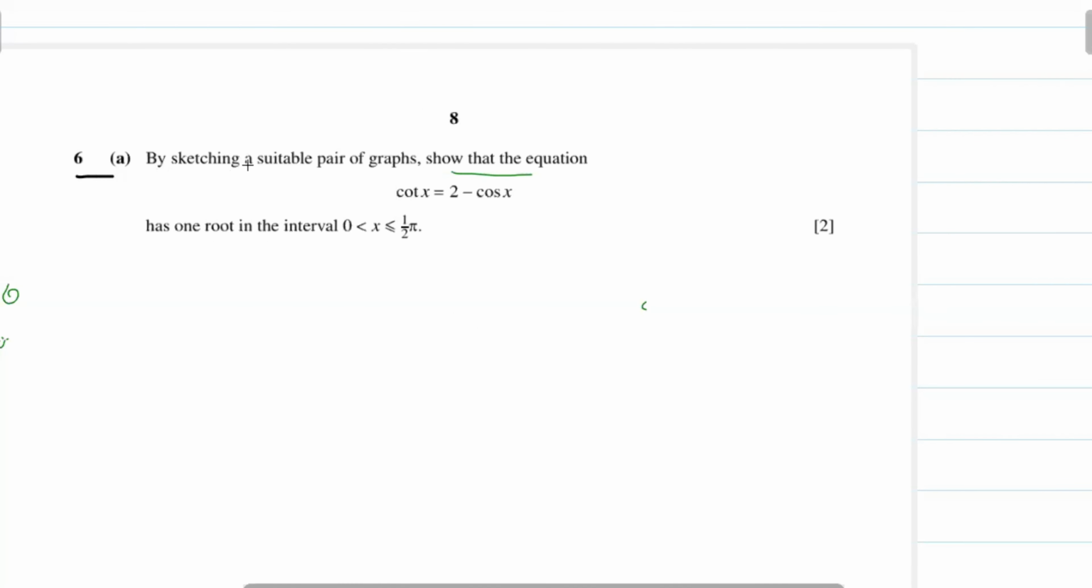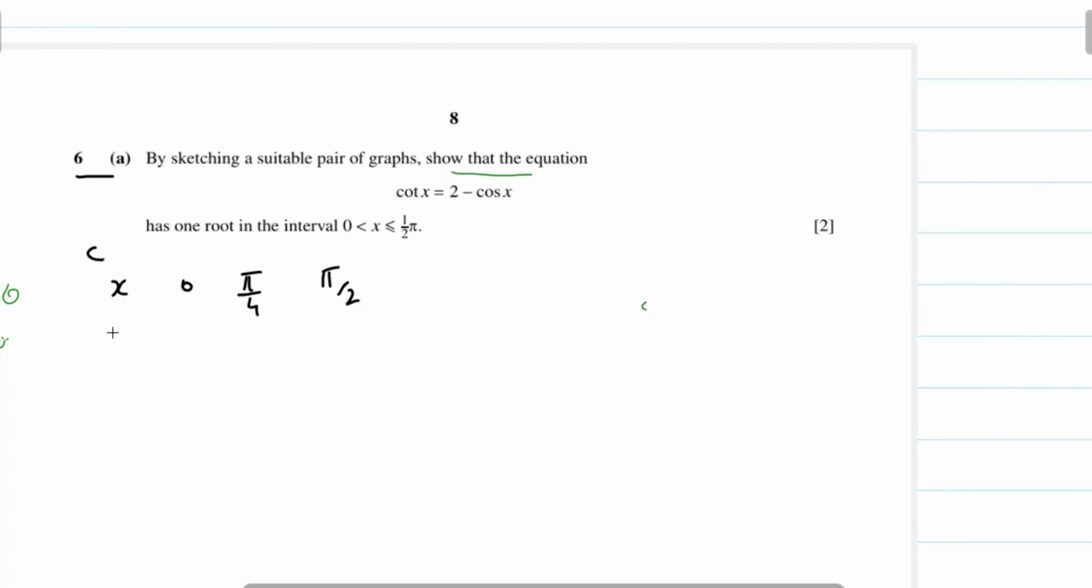Question 6 part A: by sketching a suitable pair of graphs, show that the equation cot x = 2 − cos x has exactly one root for x greater than 0 and less than π/2. We can draw the graph. We take the values x = 0, x = π/4, and then x = π/2. Firstly, we take the graph of cot x.